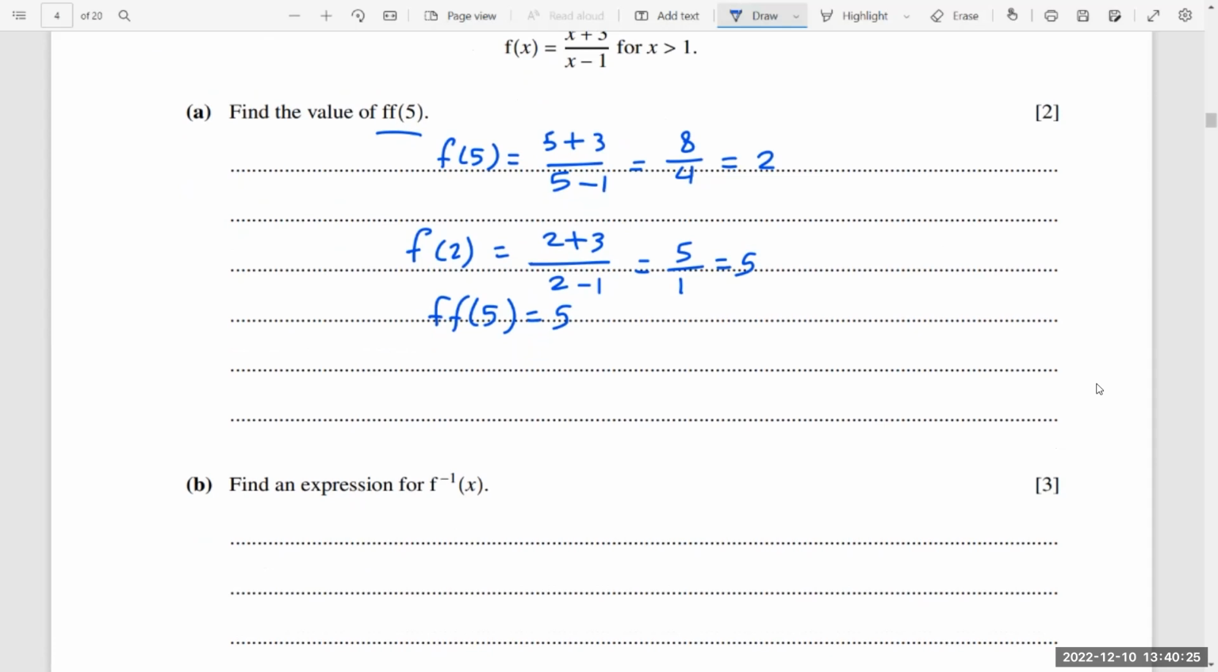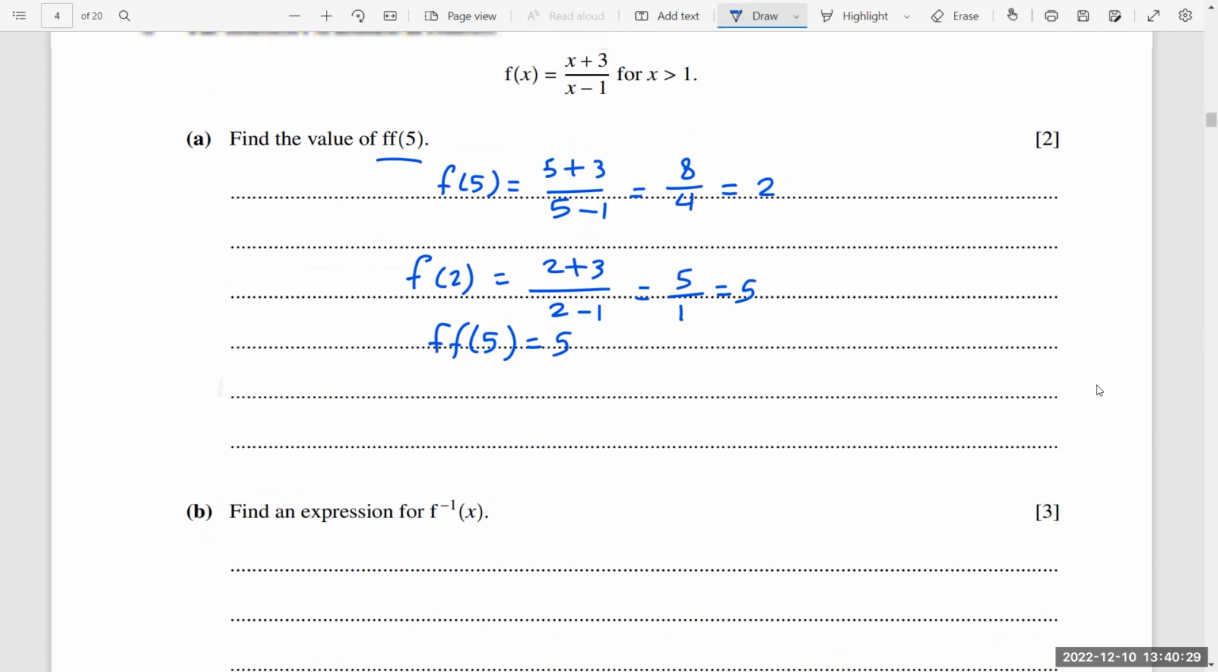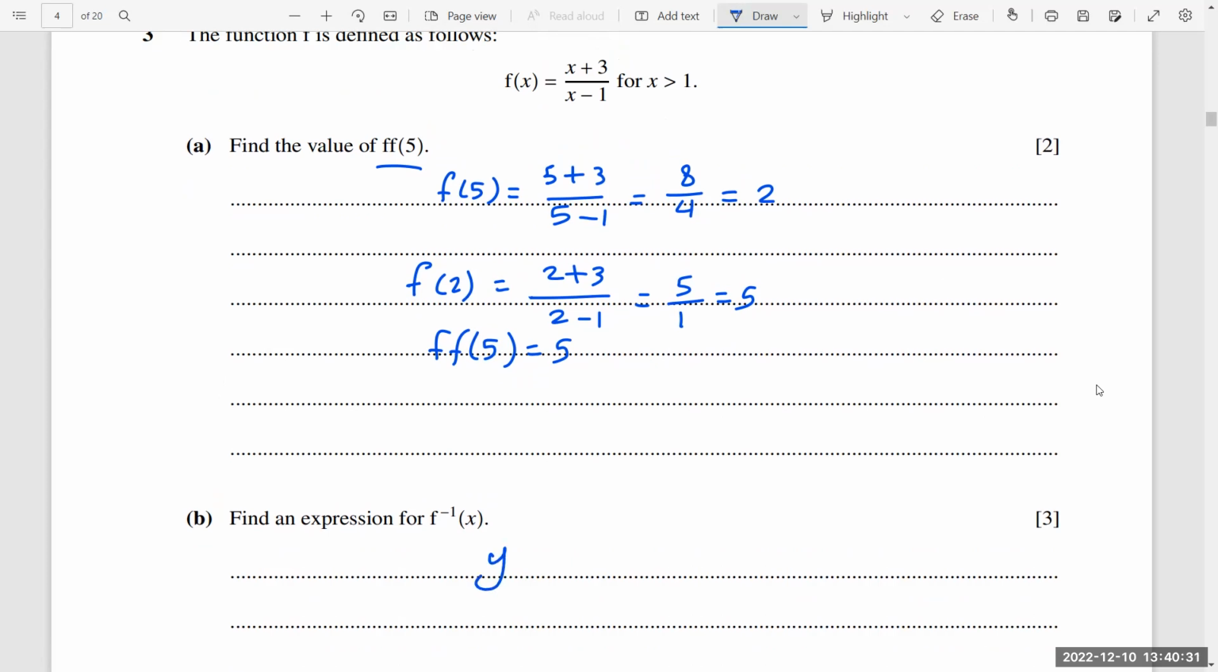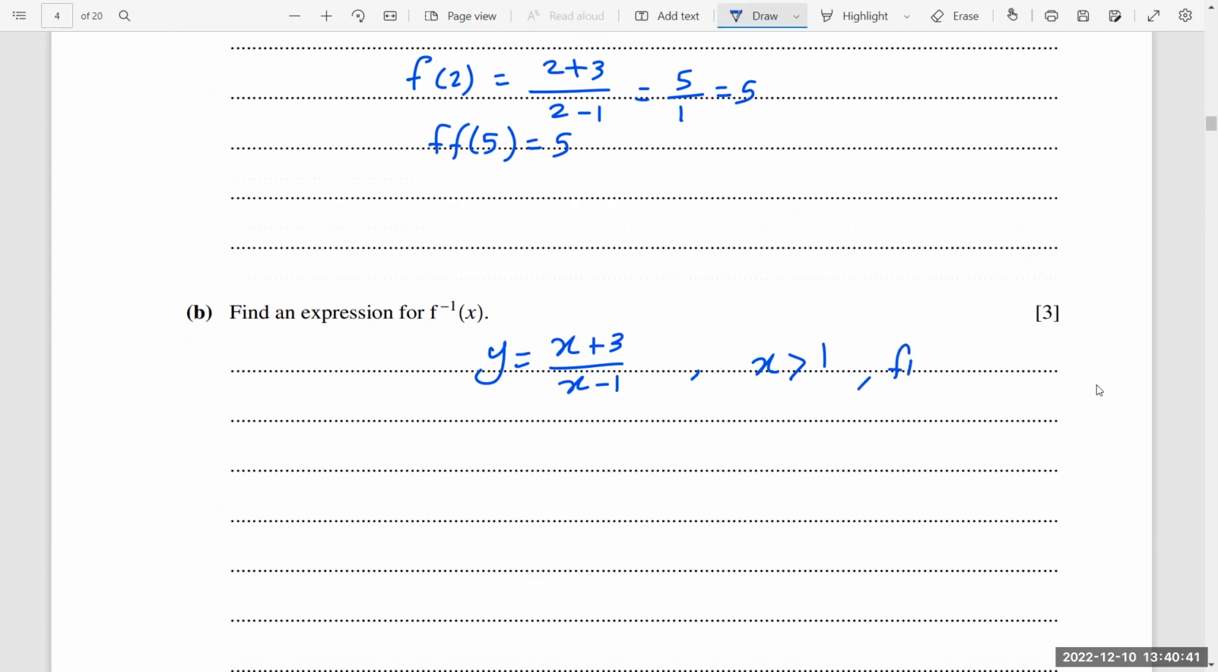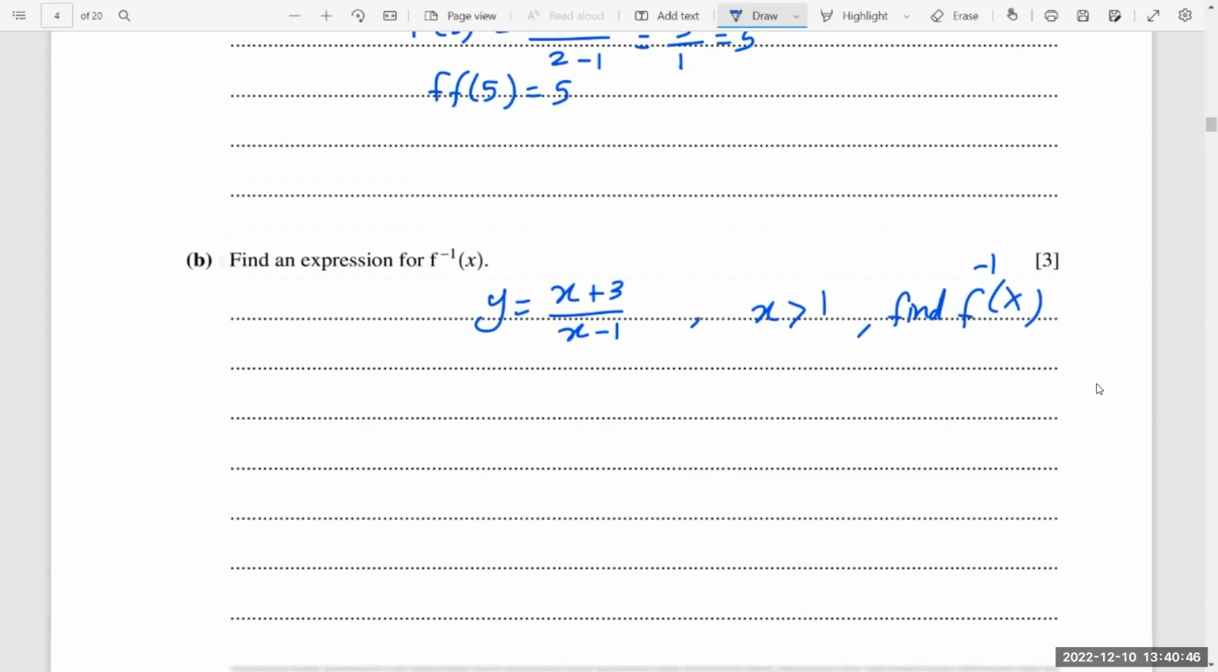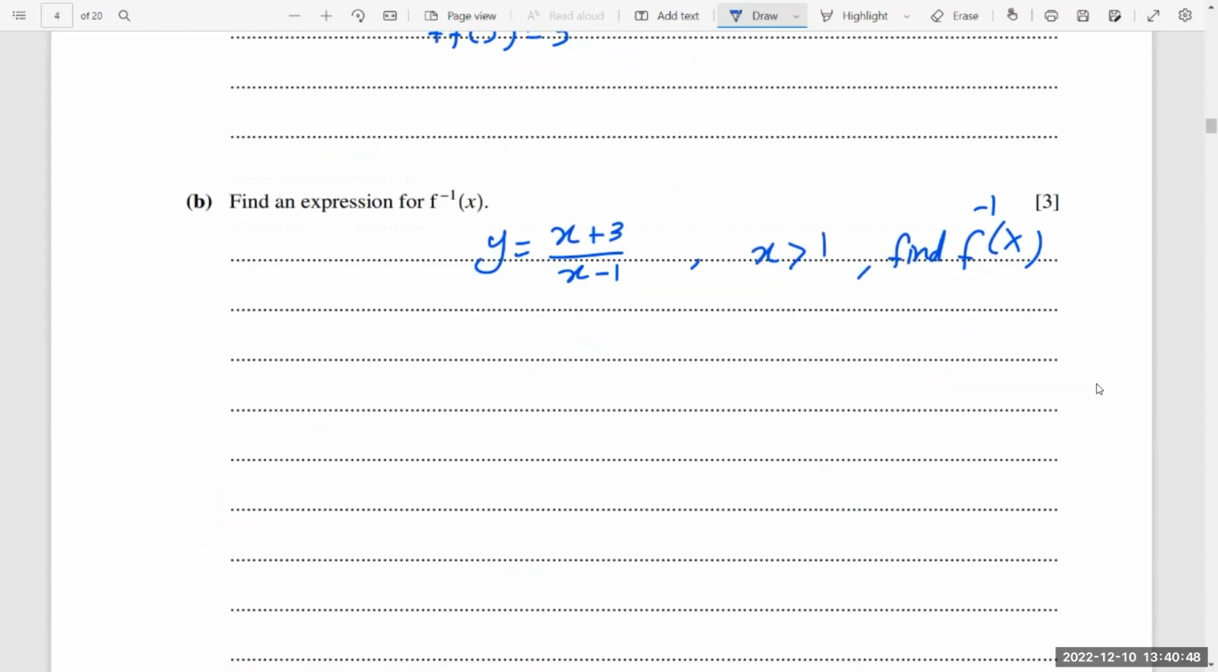Find an expression for f inverse of x. The original function, as you see here, is y equals x plus 3 over x minus 1, and the domain is x bigger than 1. I'd like to find f inverse of x. First of all, you switch x and y. So just write y plus 3 over y minus 1 is equal to x.